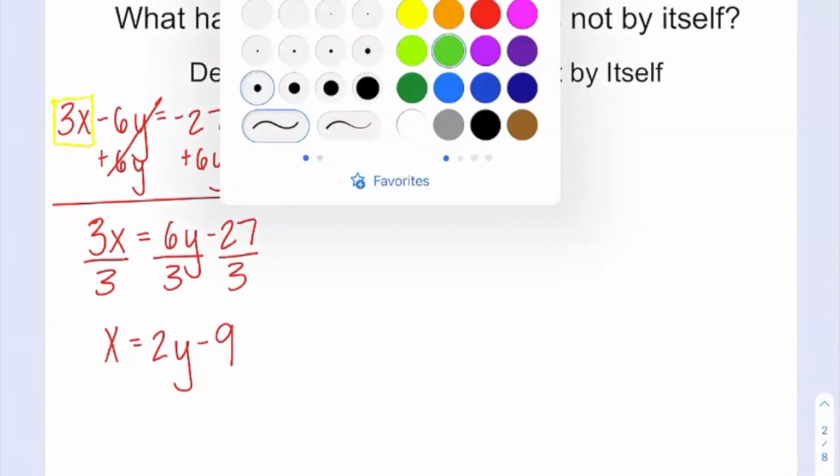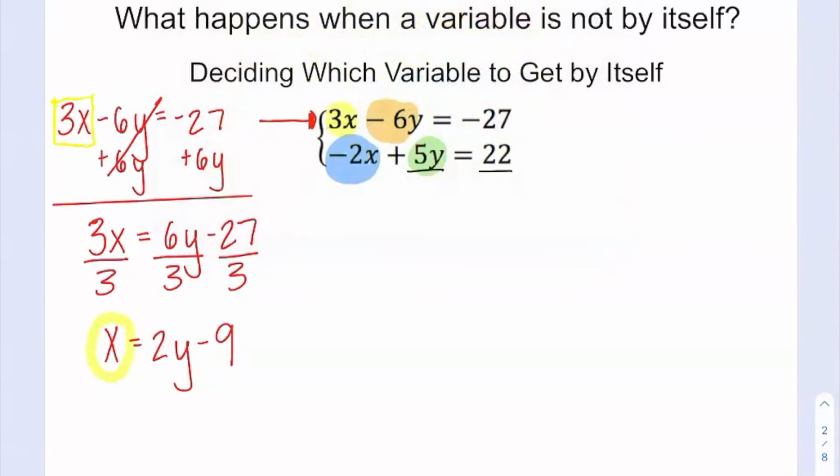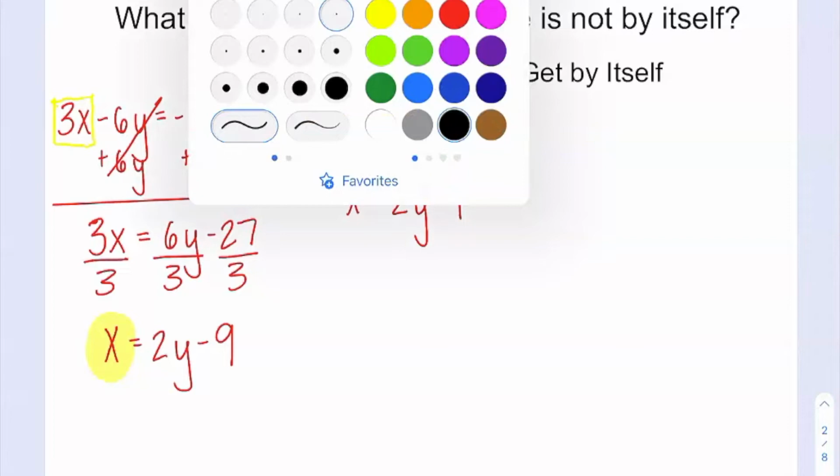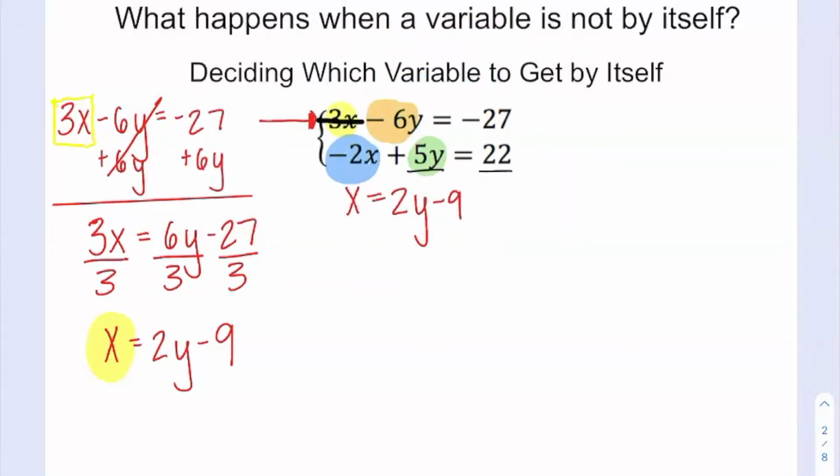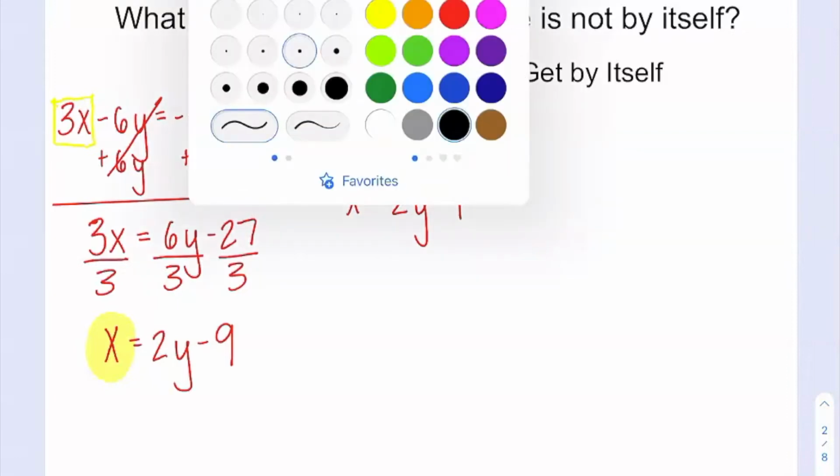Now we have a variable that is by itself in order to plug into our equation to solve the system. I personally like to rewrite it underneath. So x is equal to 2y minus 9. And cross out our starting equation so you don't get confused about which equation you should plug in to. Okay, so we rewrote that one so we won't be using that.